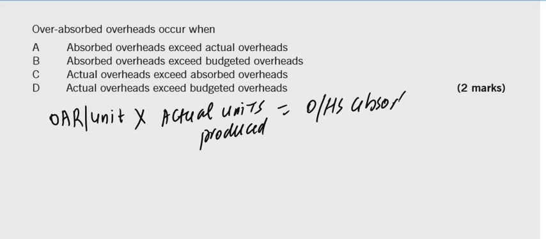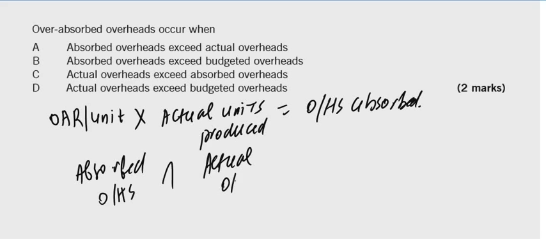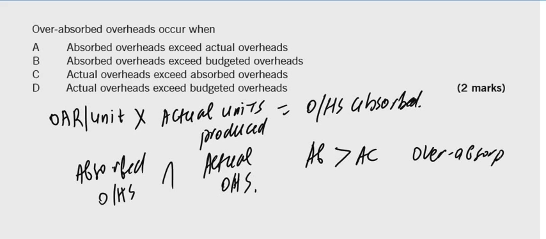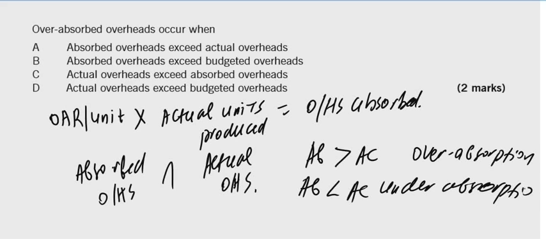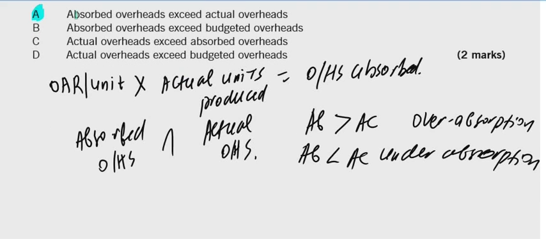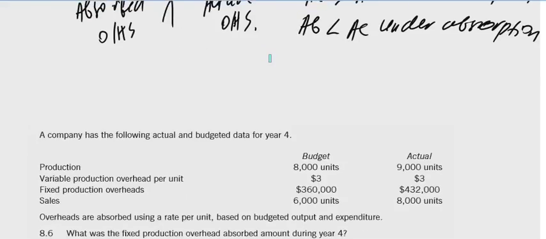Absorbed overheads, and we compare them to actual overheads incurred. If absorbed is higher than actual, we'll have over absorption. If absorbed is less than actual, we'll have under absorption. That's why option A is correct here: when absorbed overheads exceed actual overheads. Okay, so moving on.